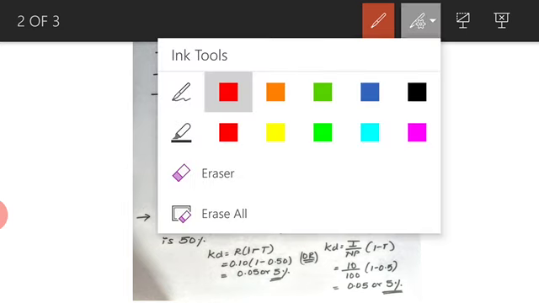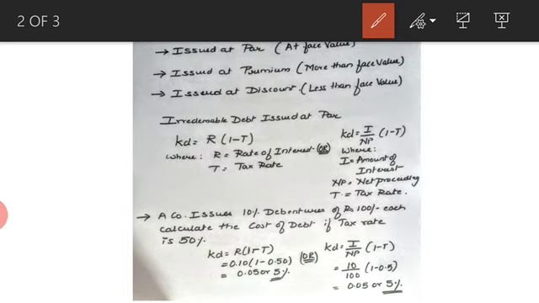So I'll just repeat it once again. If the irredeemable debt is issued at par, the formula is KD is equal to R, that is the rate of interest, into 1 minus T. T represents the tax rate. There is another formula for calculating the irredeemable debt issued at par.